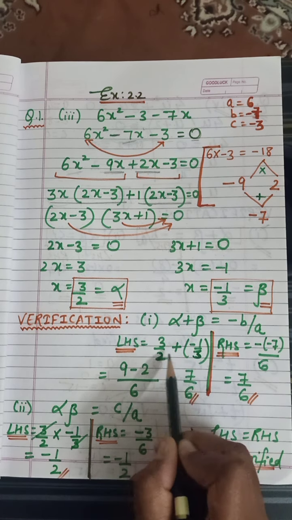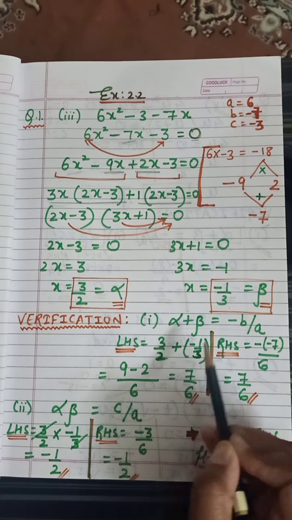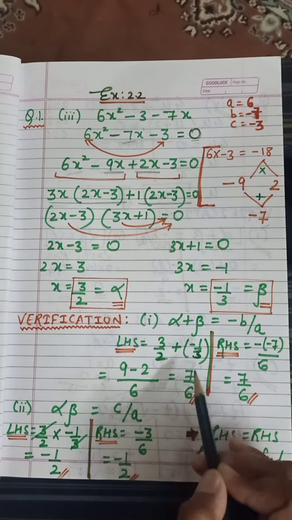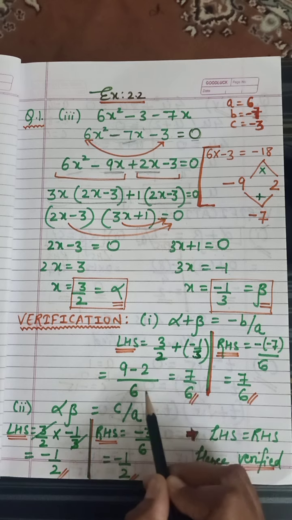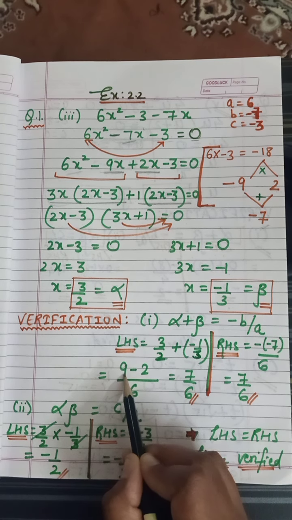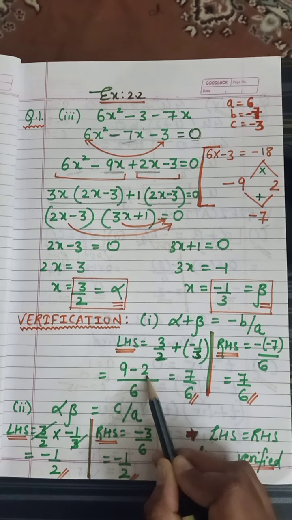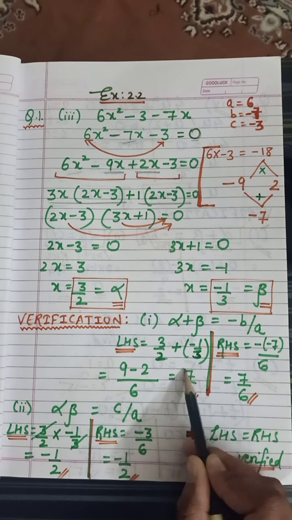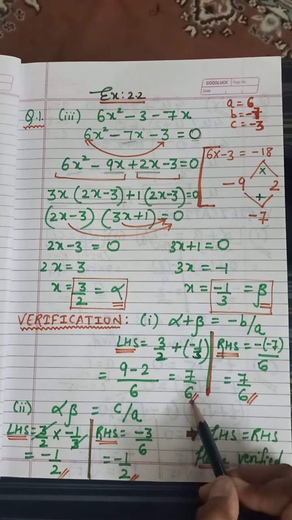Left hand side is alpha plus beta. What is alpha? 3 by 2 plus beta is minus 1 by 3. Just substitute the value of alpha and beta. Now take the LCM of 2 and 3. The LCM of 2 and 3 is 6. 3 3s are 9. Plus into minus is minus, 2 1s are 2. So 9 minus 2 is 7 and 6 as it is. So on the left hand side of the first relationship you got 7 upon 6.